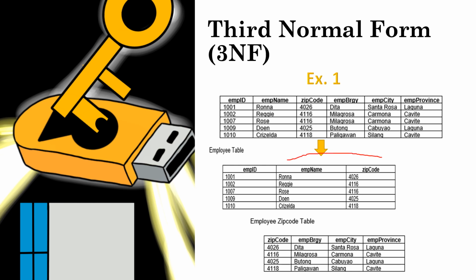So this is the decomposition of the employee details table. We have the employee table and the employee zip code table having these entries. We have employee ID, employee name, and zip code for the employee table. And we have the employee zip code table consisting of zip code, barangay, city, and province.